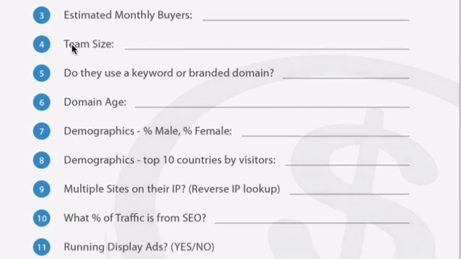So number four, team size. We want to get an idea of how big the company is. Do they have maybe 5 employees? Is it a one-man show? Do they have 1,000 employees? We can do that in a number of ways. I already talked to you about this. We can go to LinkedIn. We can type in that company name. We can see if there's a lot of people currently with positions at the company.